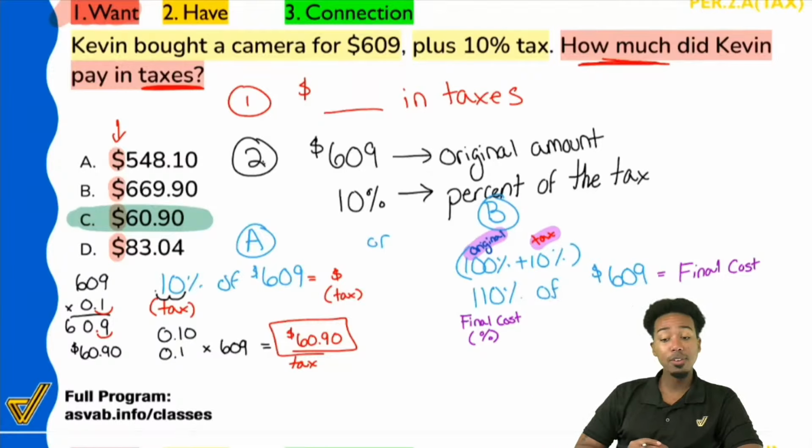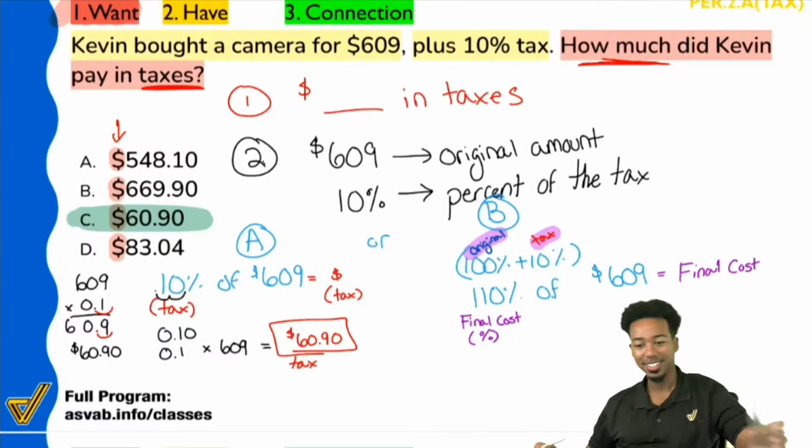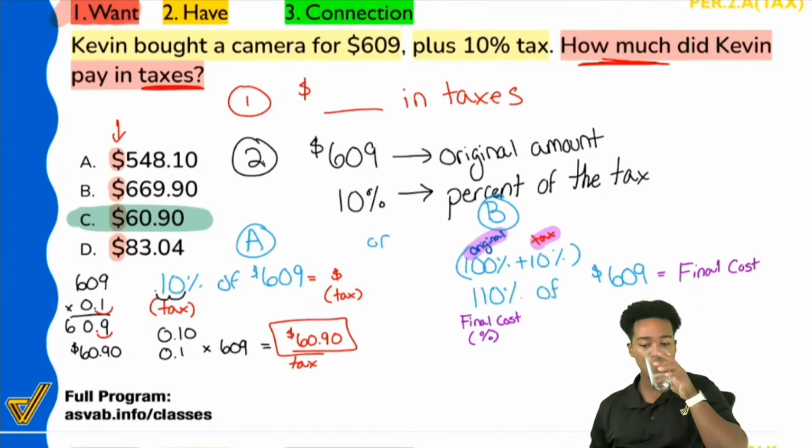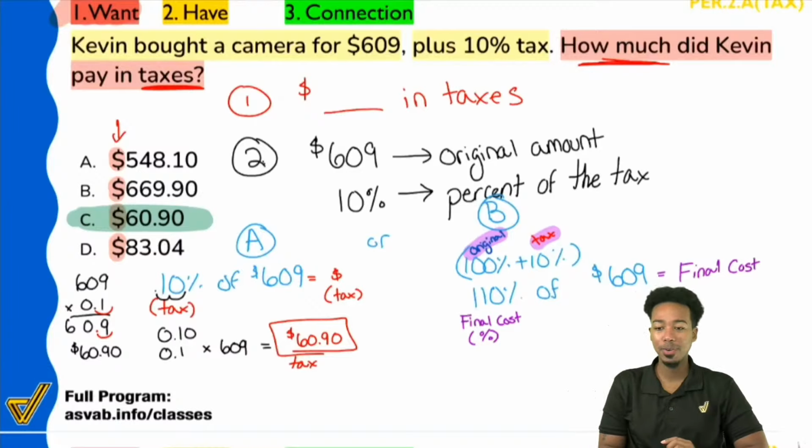Sweet. So even if we got it wrong, even if we were stumped, does this make a little more sense? That California tax. Absolutely. All right, great.